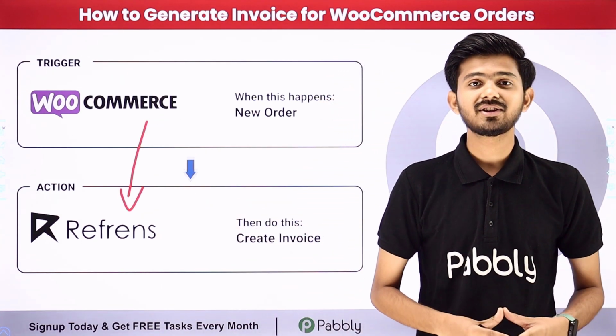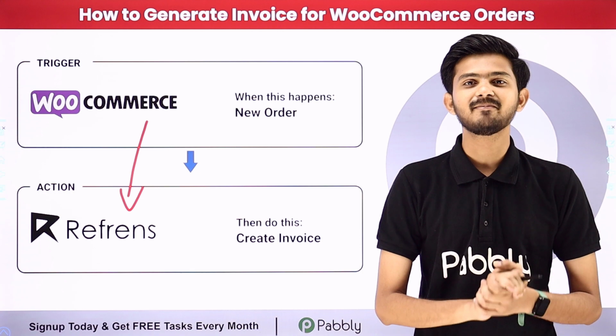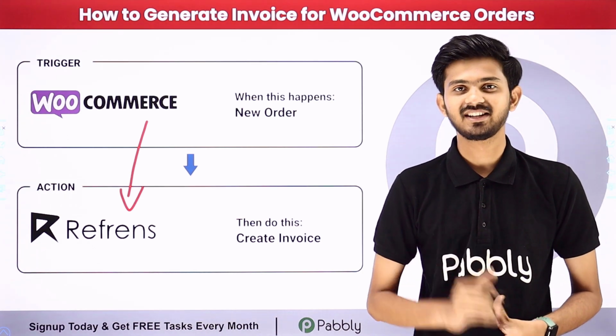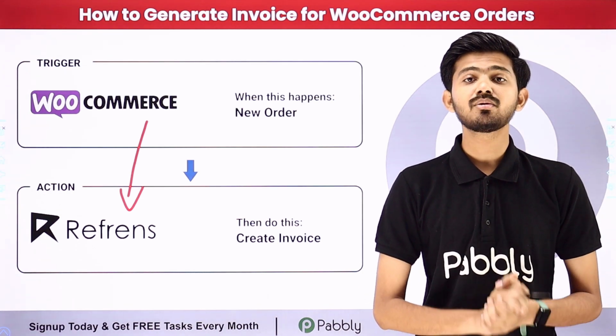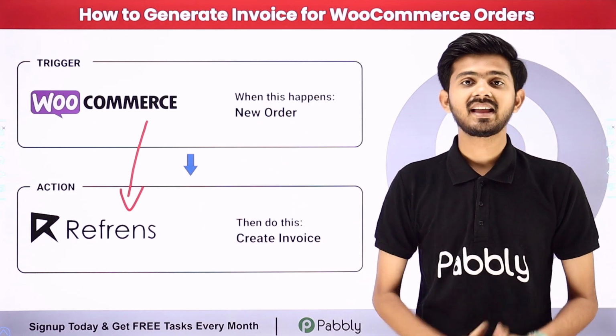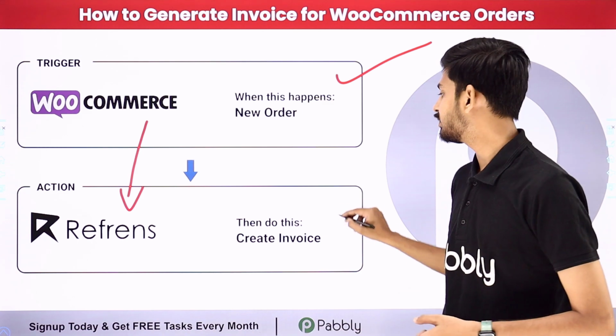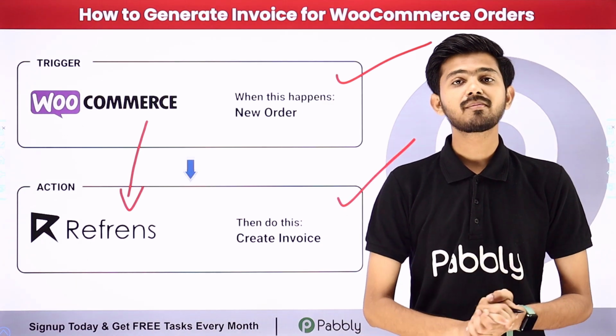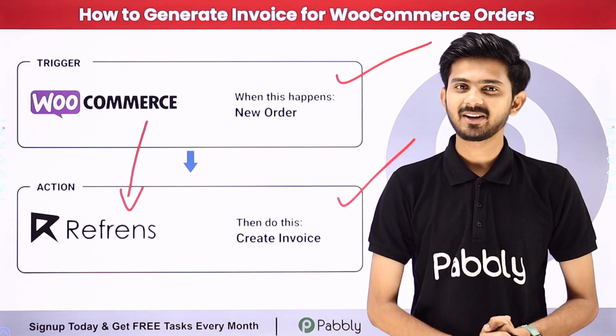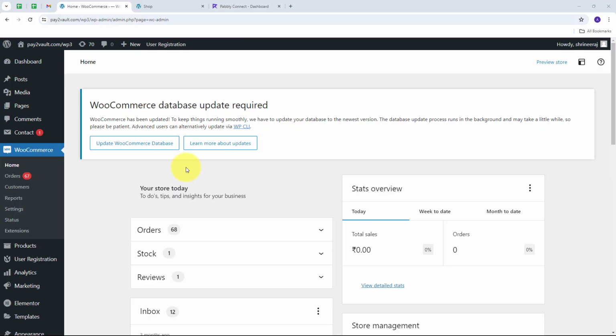So for building this connection, I'm going to use Pabbly Connect, which is an amazing software for automation and integration. In Pabbly Connect, I need to use the concept of trigger and action. In trigger application, I'm going to use WooCommerce. In action application, I'm going to use Refrens. So how I'm going to build this connection? For that, let me take you to my computer screen. I hope all of you can see my computer screen.